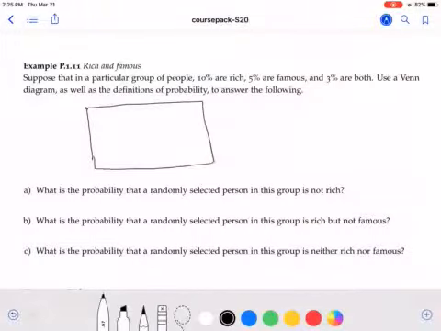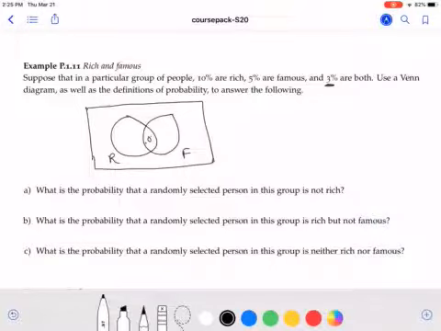Within our total people, we have subgroups of those that are rich, which I'll write as R, and those that are famous, which I'll write as F. We know that 3% are both. So this middle piece where rich and famous intersect has a probability of 0.03. If there's 0.03 in that middle piece and I have a total of 5% being famous and the whole circle has to be 5%, what we'd write as this leftover piece here is 0.02.